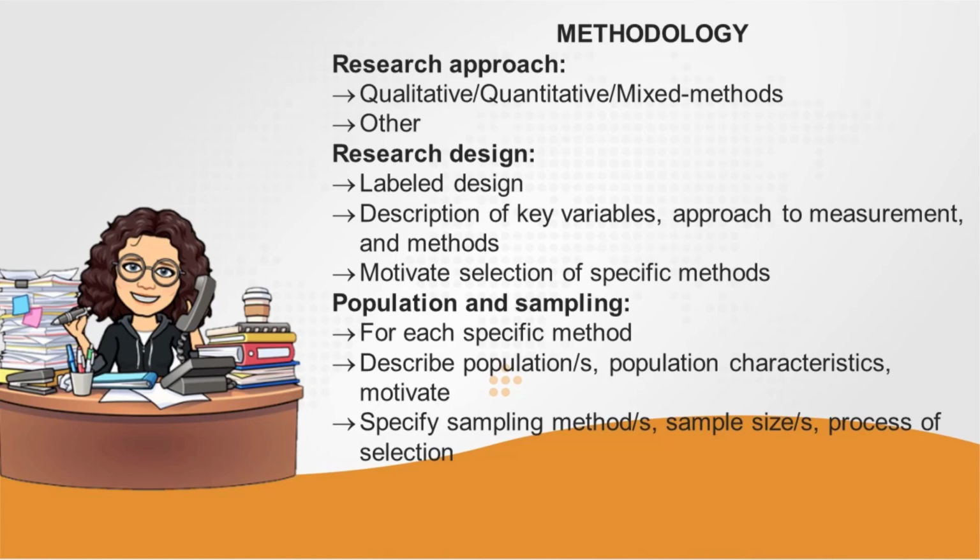Your discussion should be angled on your design and your study, but you should be using methodological literature in your writing to provide support for the decisions you made. Also, for each specific research method, you have to outline the population and the population characteristics and the sampling methods and procedures.